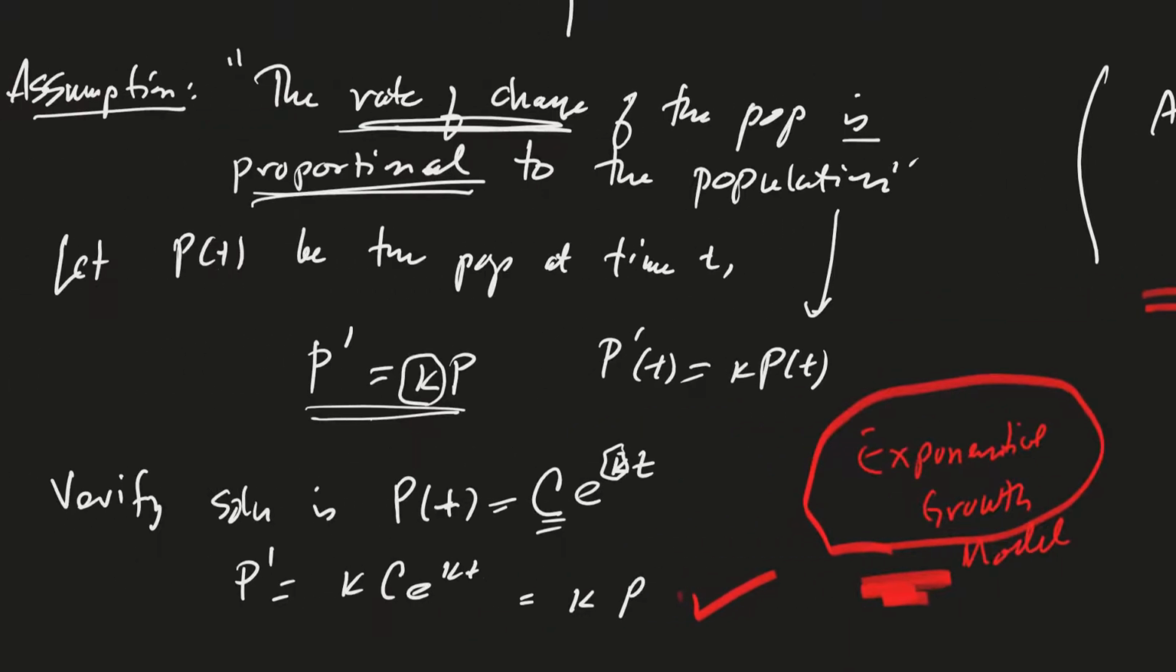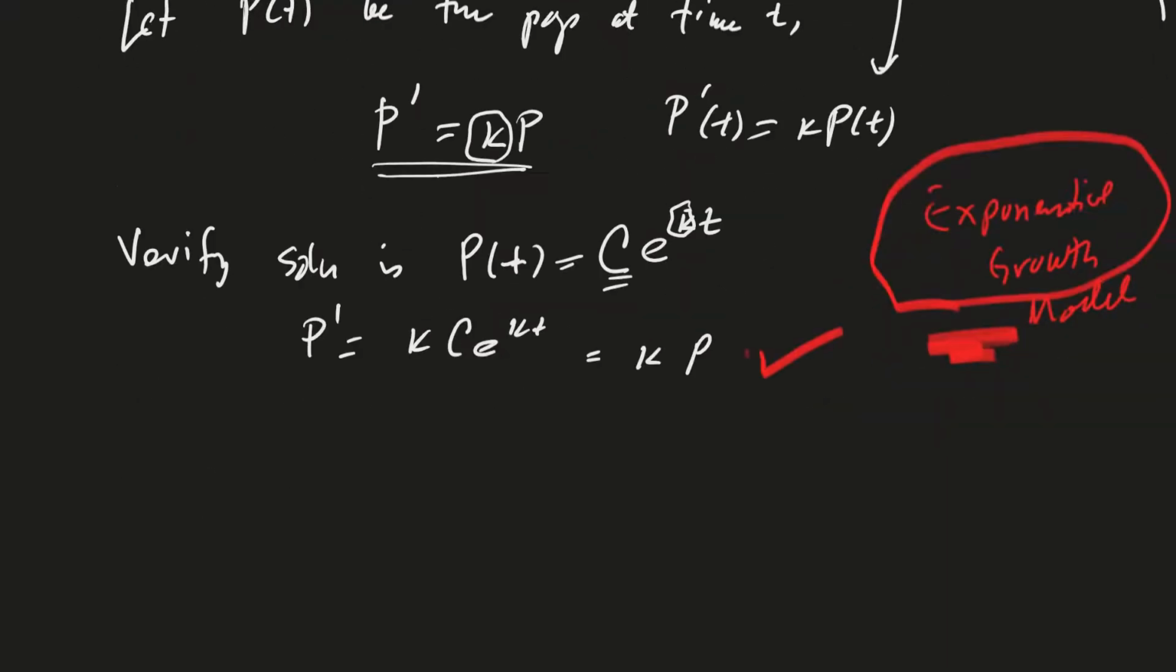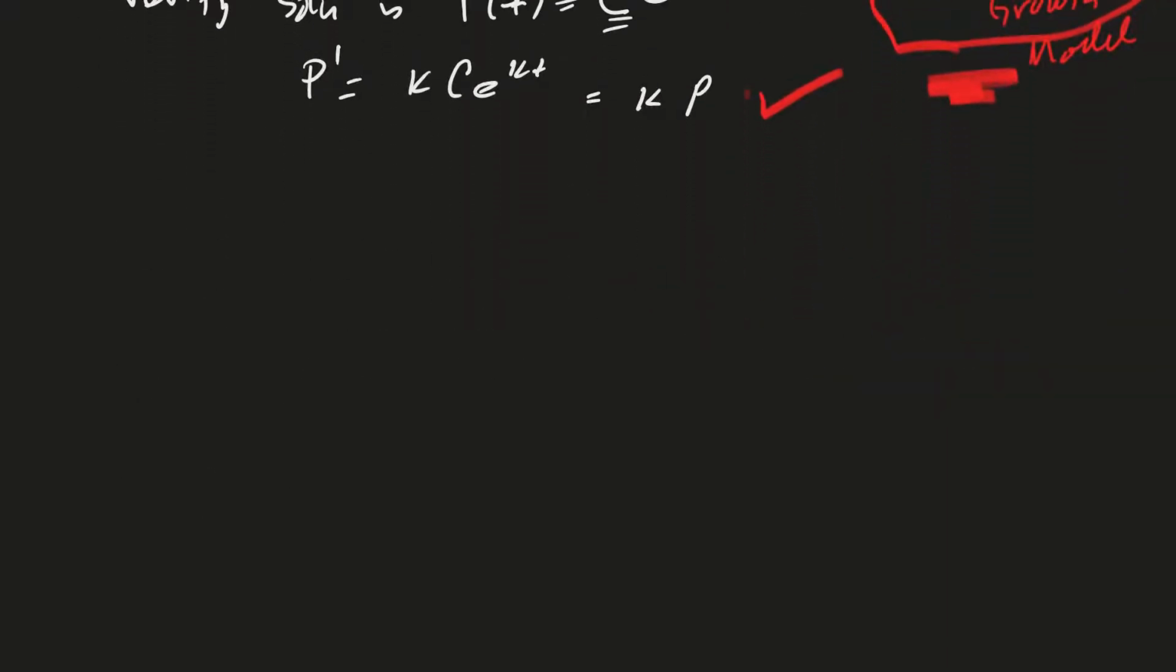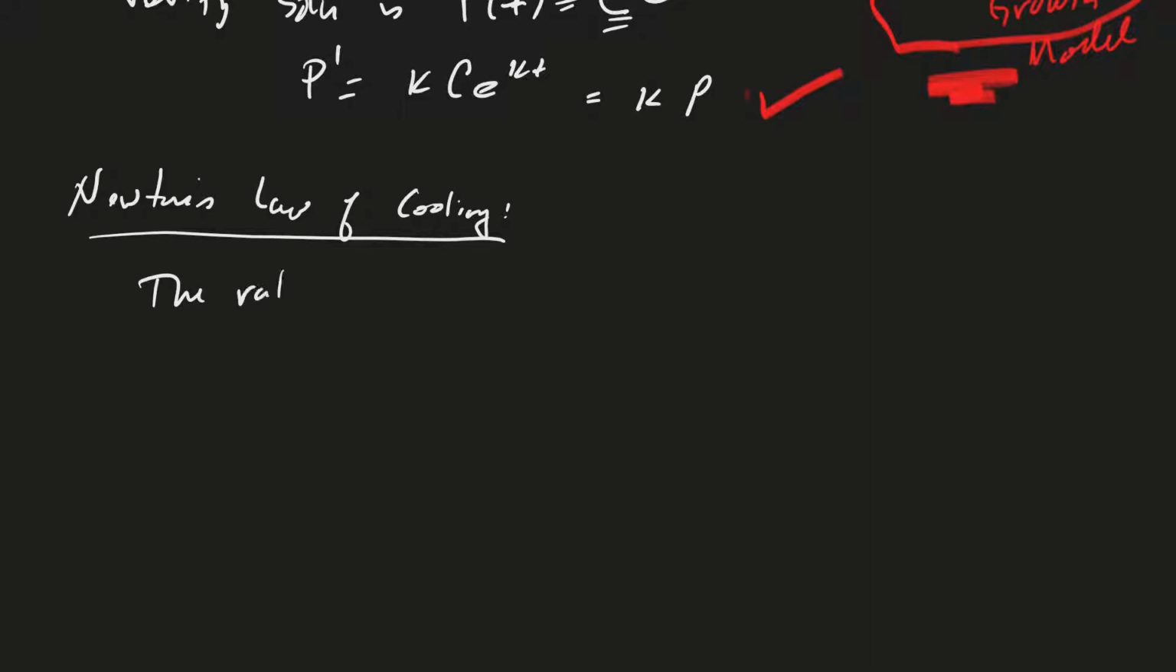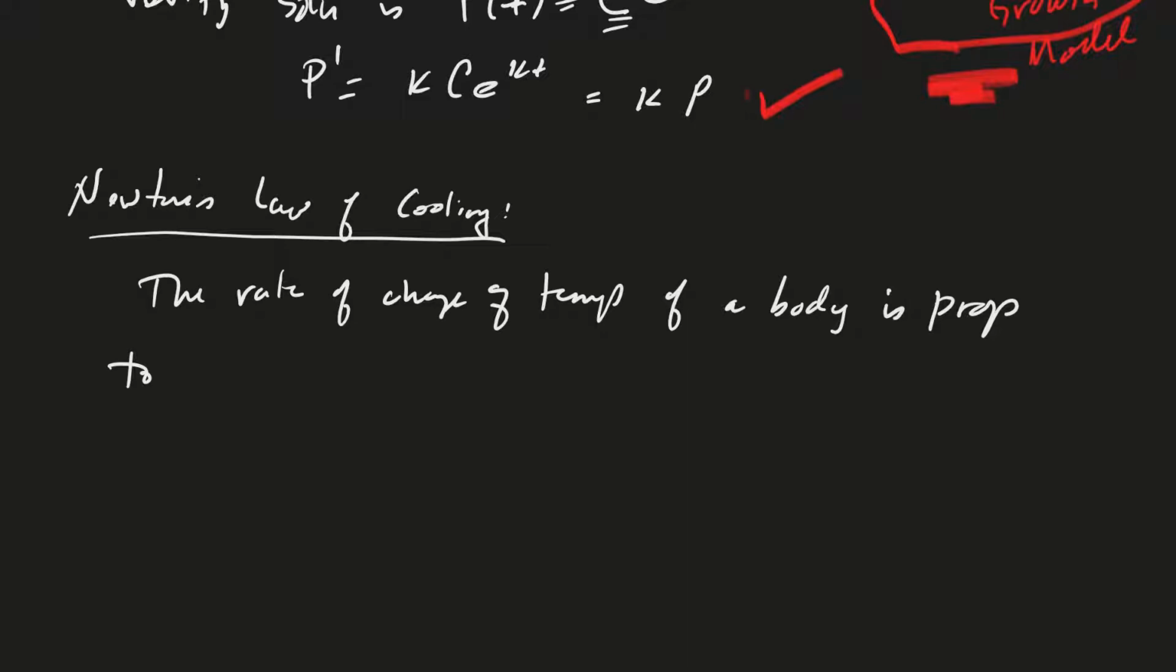And so let's try another model. This model is called Newton's law of cooling. What Newton's law of cooling says is that the rate of change of the temperature of the body is proportional to, now think about what it would be proportional to.